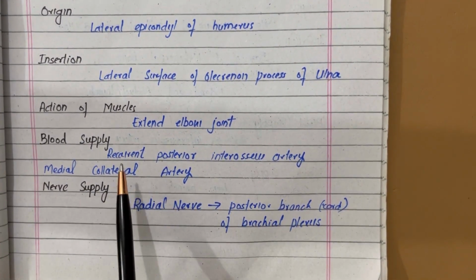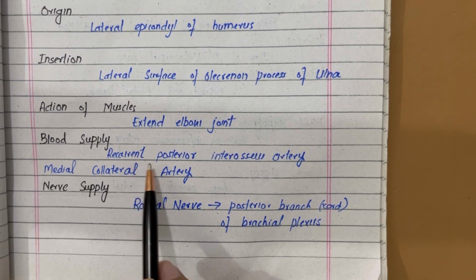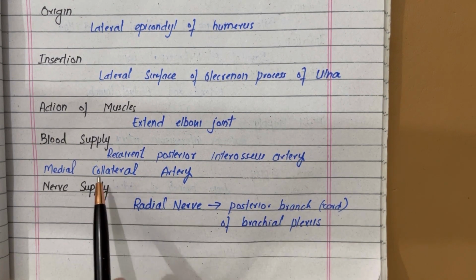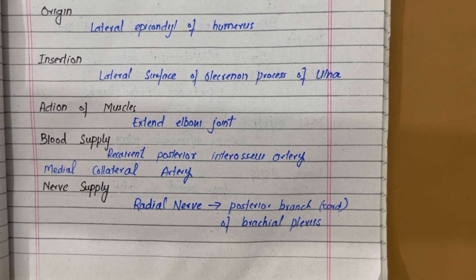Student, the anconeus muscle is supplied by the recurrent posterior interosseous artery. Student, this muscle is innervated by the radial nerve. So this was all about the muscles of the superficial layer of the posterior compartment of the forearm.